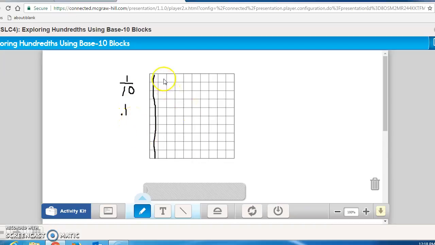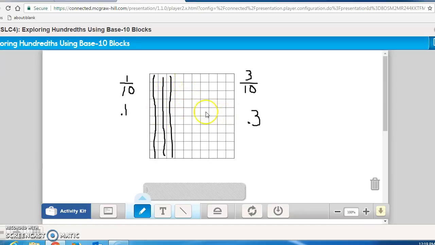What if I was using 3 longs to cover this grid? What fraction now is covered? Hopefully you're realizing that if I used 3 of those, I now just covered 3/10 of the grid. How would I write that in decimal form? I would write it 0.3.